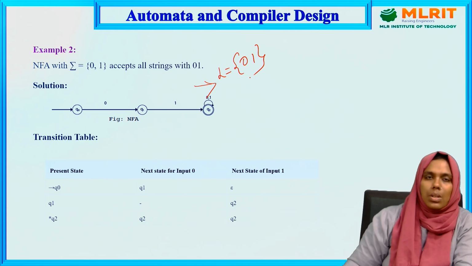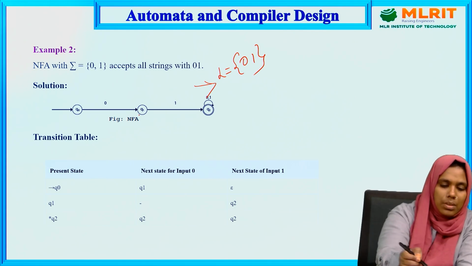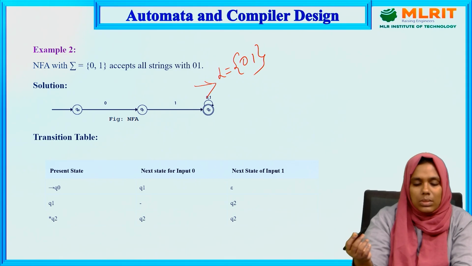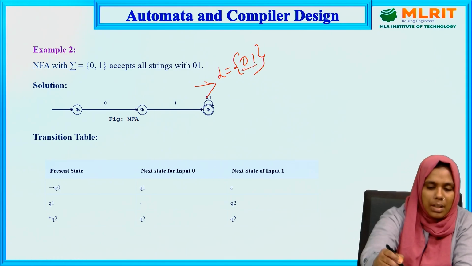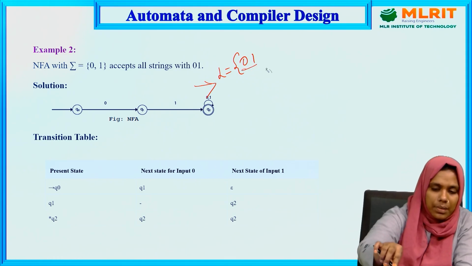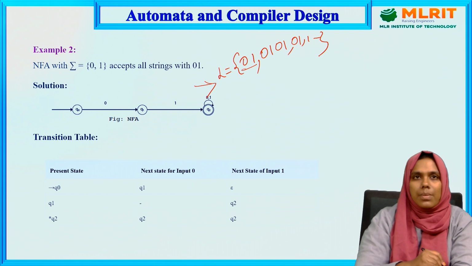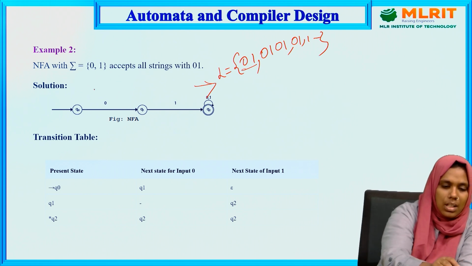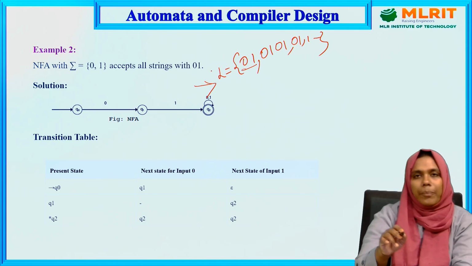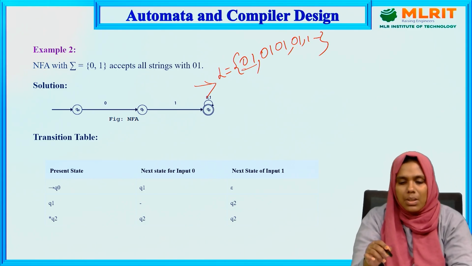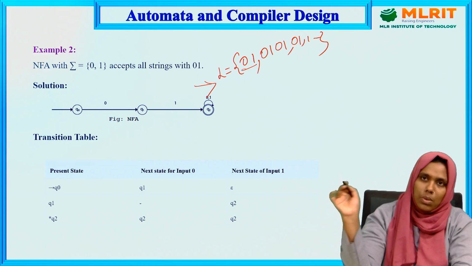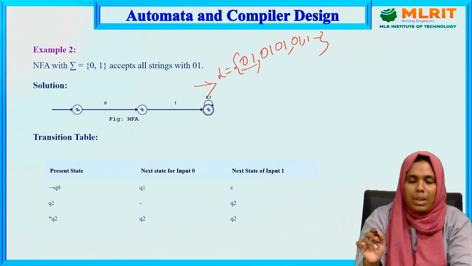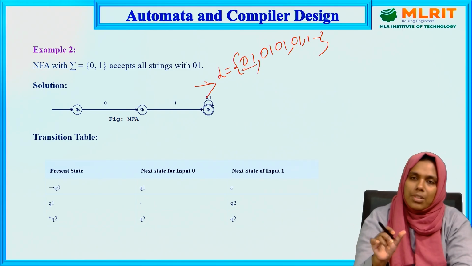Simply 0, 1. That means Q0 on 0, Q1 on 1. Whatever the string is, it can be 0, 1. We can say it like this also, and so on. In the simple way, whatever string you are taking, it should accept 0, 1 in any format. Like it can be 0, 1, 0, 1, and so on. But every time, whenever you write a string, the string should be 0, 1 only.